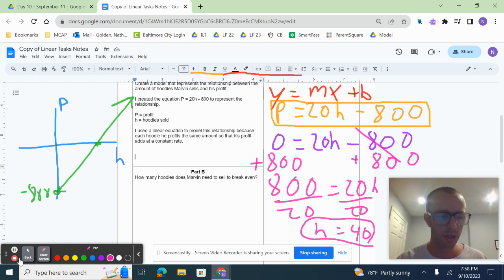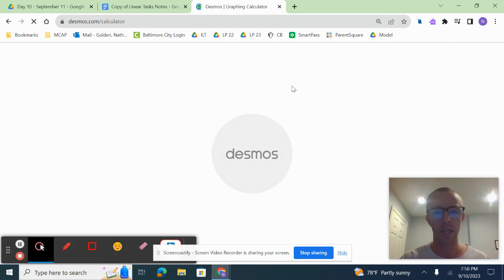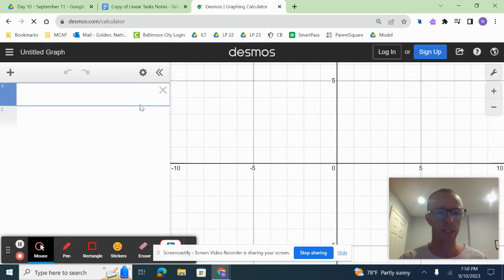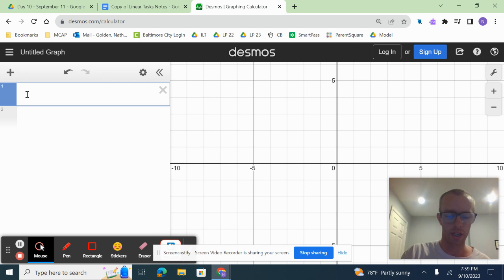But you do get a tool on every task, the Desmos calculator. So if you want to try using the Desmos calculator, this is the calculator you get on the MCAT. Eventually, this is the calculator you get on all our assessments. You can type in 800 divided by 20, and it's 40. All right. You can even type the equation here.